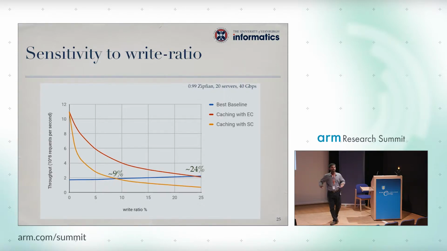And intuitively, there is going to be a write ratio where we break even, right? And the baseline will be better. And we find that it is around 9%. This orange curve here is for strong consistency, and the red curve shows eventual consistency. And that is 24% for eventual consistency. So up to 24% writes we can tolerate, right, with caching.